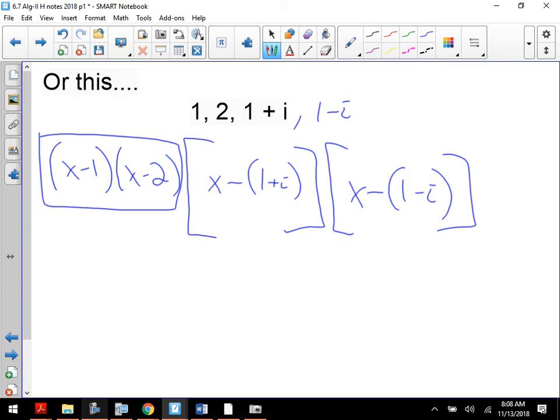Is it okay if I do this? Distribute the negative. If I distribute the negative both times, I'm going to get the following. Well, let me write it here. x minus 1 minus i, x minus 1 plus i. Are we okay with that?